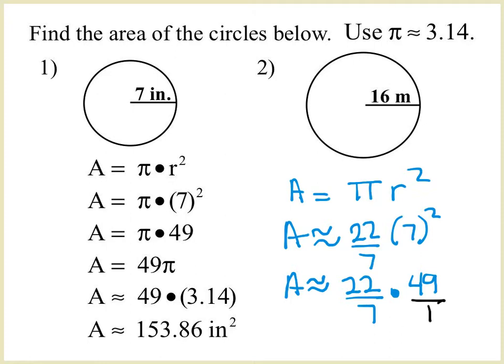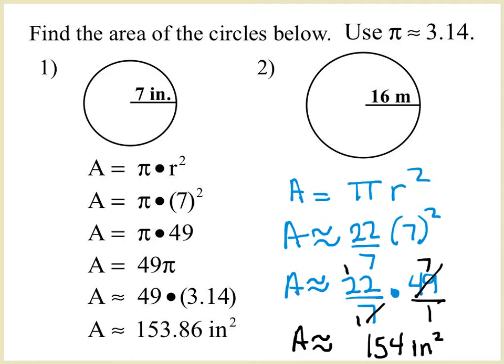Now, you can see I can cross cancel. I'm left with a 7 here. I can divide 7 out and I'm left with 1 here. And so what I am left with is, not "is equal," because as soon as I stop using the symbol pi, it is about equal to 22 times 7. Now 7 times 2 is 14. Carry the 1. It's 14, 15, and that becomes 154 square inches.